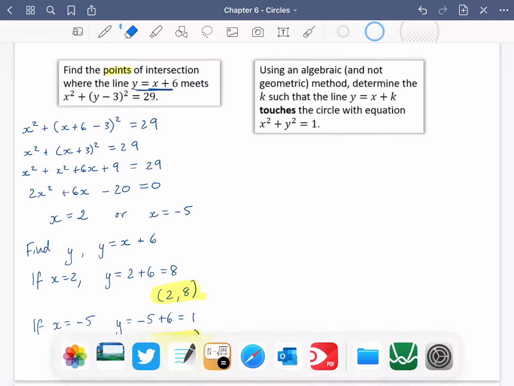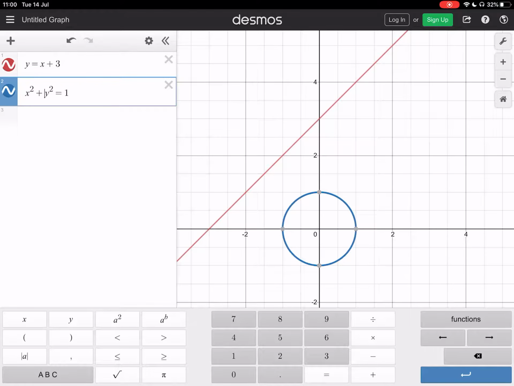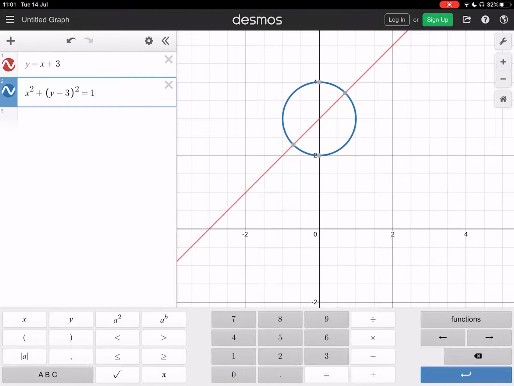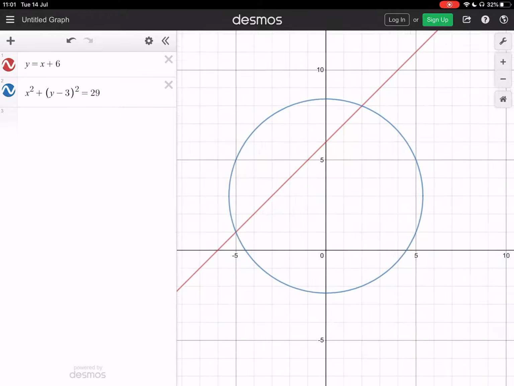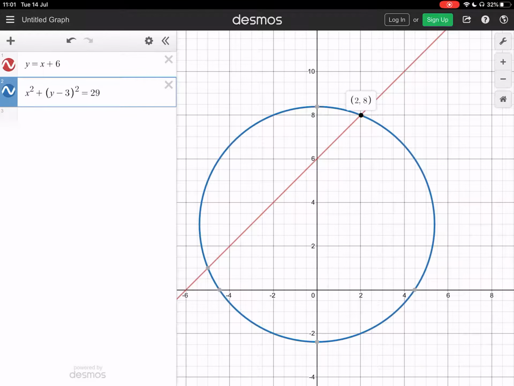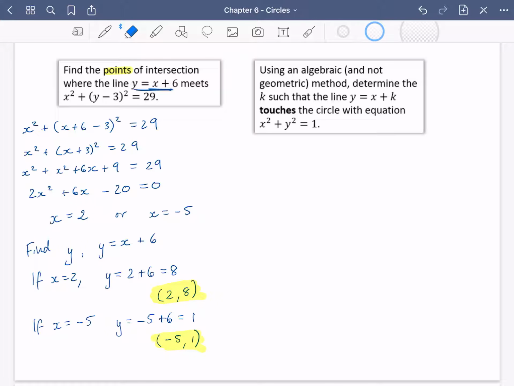So I'm just really quickly going to show you this on Desmos. So we've got x squared plus (y minus 3) squared equals 29. Let's see if we can just edit this. And you should do this when you're solving questions to actually see what's going on. And it's really nice to visualize what's happening. So the coordinates where they intersect, we've got (2, 8) and (minus 5, 1). And that is exactly what we've got, (2, 8) and (minus 5, 1).